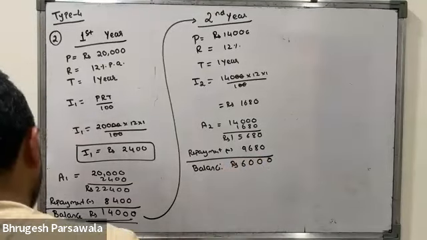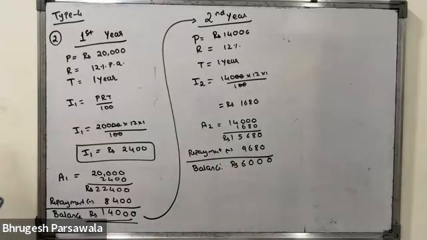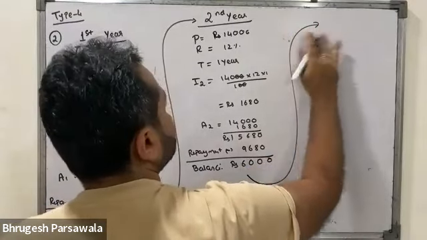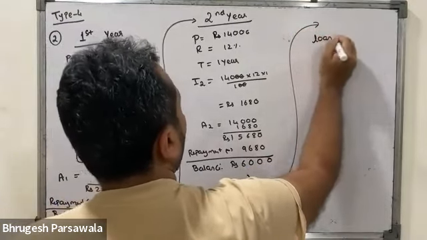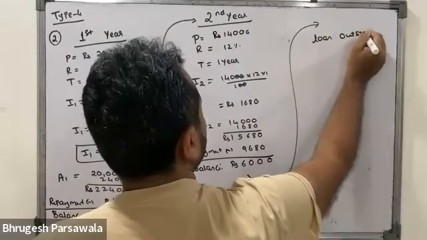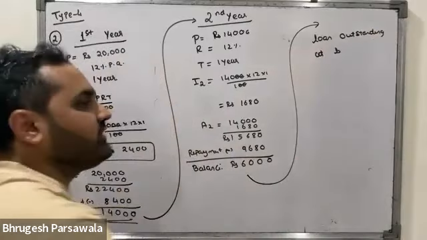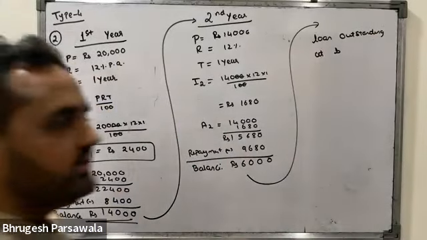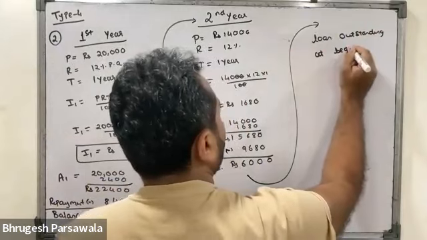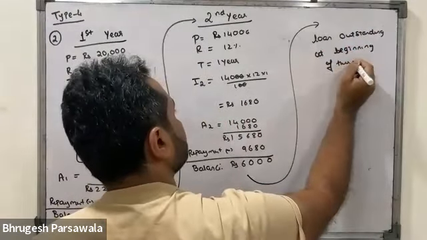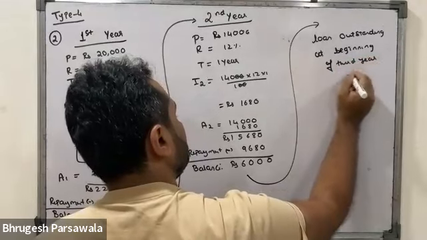6,000 rupees. Therefore, loan outstanding at the beginning of third year. How much loan is left when the third year starts? 6,000 rupees. So loan outstanding at the beginning of third year. Say beginning of third year or end of second year, it is the same thing. At the beginning of third year is rupees 6,000.